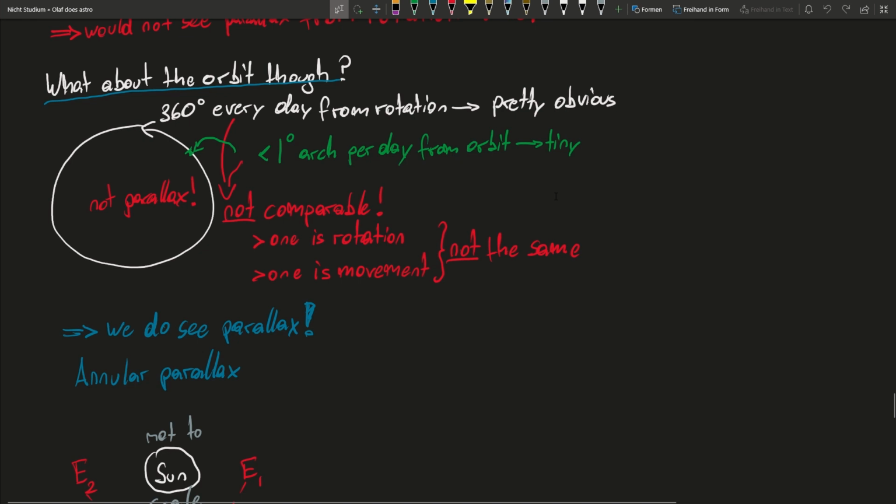Also, orbit and rotation are not the same thing. One is a rotation, the other is a movement. Those are not the same thing, even though flat earthers sometimes like to pretend it is. But, and this is the staggering thing, we do see parallax. Astronomers work with it all the time. It's in fact the first method we learned at university, and we did ourselves, to determine the distance to a star.